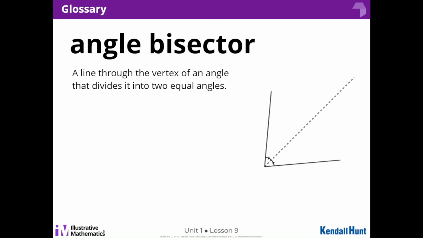For glossary terms, we're going to start with angle bisector. A line through the vertex of an angle that divides it into 2 equal angles. So if we were to estimate that this was an 80-degree angle, then the angle bisector is dividing the 80-degree angle into 2 40-degree angles.